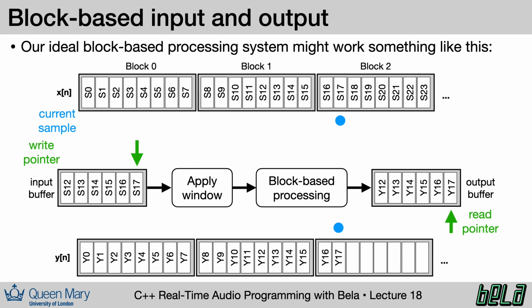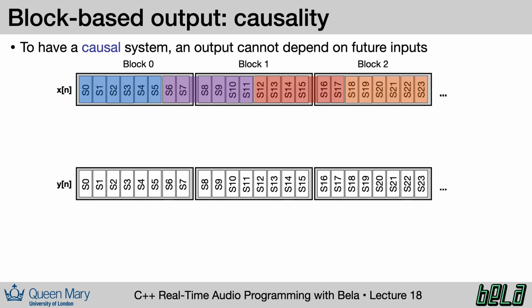Now, this is a very nice idealized view of how a block-based process should work, but we have a problem. The problem is that this system isn't causal. Let's see what I mean by that. A causal system is one where the current output only depends on the current input and previous inputs. A causal system cannot have an output ever depend on a future input.